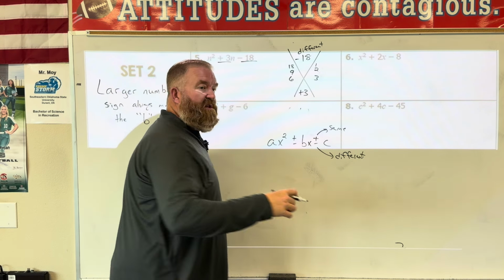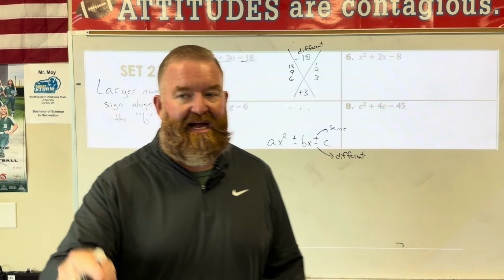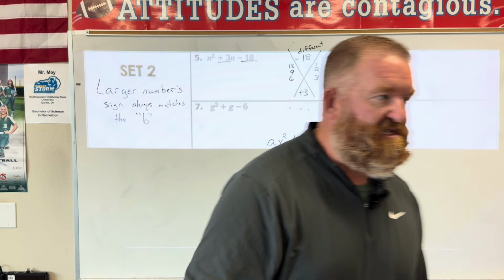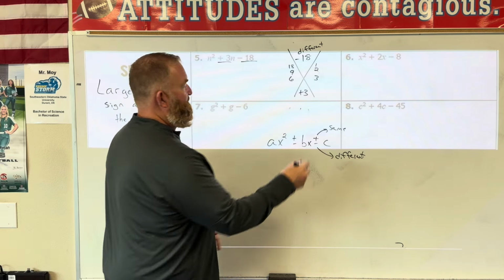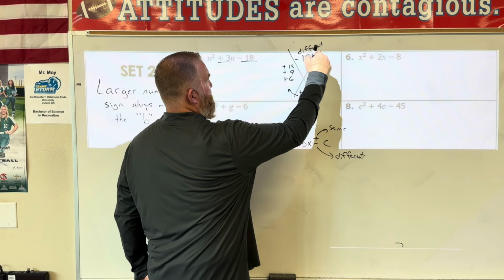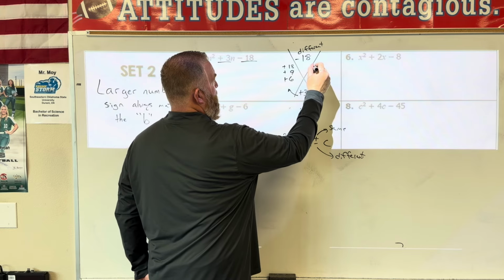So I told you the larger number is always going to match the sign in the middle. Is everybody with me? This is why I like the larger numbers to always be on the same side. So all of these are going to be positive, but they're going to be different, which means all these are going to be negative.